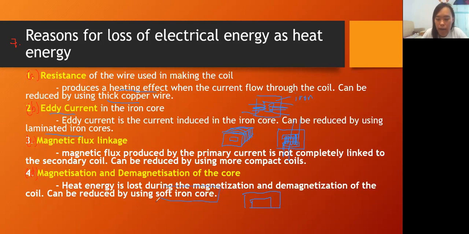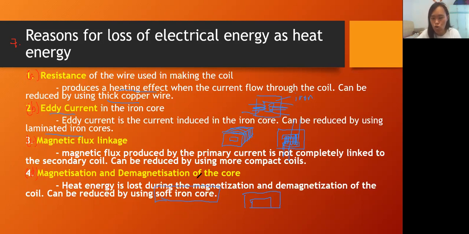Okay, soft iron core. Actually you can see that there's a keyword there: magnetization and demagnetization. When you see the words magnetization and demagnetization, there's only one way to overcome this, which is using a soft iron core. Can you follow here?